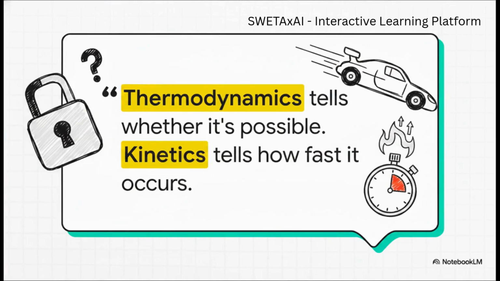Okay, so first things first, we need to nail down a foundational distinction. Think of it like this. Chemical thermodynamics is the ultimate judge of possibility. It basically tells you if a reaction can even happen at all. But chemical kinetics is entirely about speed. It doesn't just ask if the car can drive, it asks, how fast is it going, what's under the hood, and how can we push the pedal to the metal.